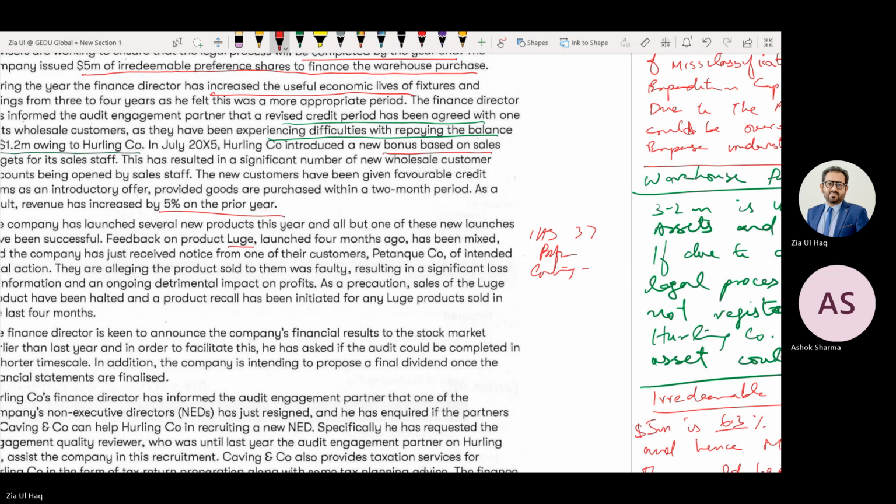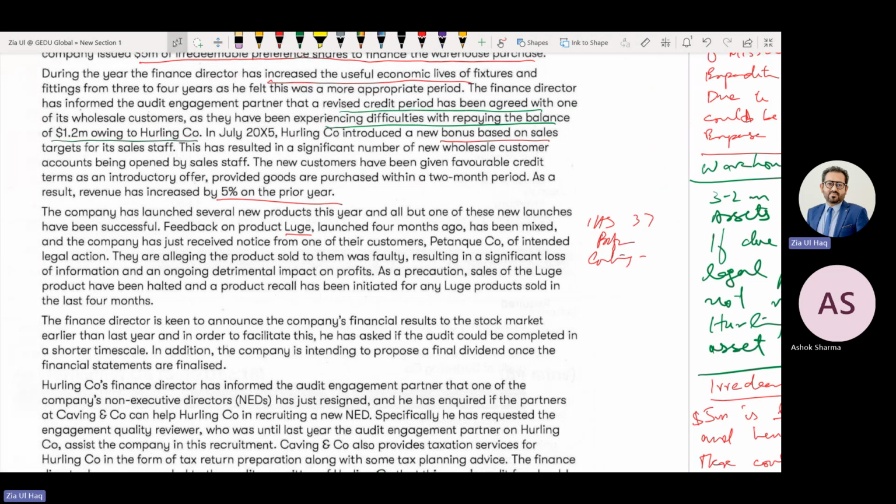The other issue is that they have stopped selling this product, and this product is still in the closing inventory. If they haven't adjusted it, closing inventory could be overstated. So there are two issues: one relating to provision and one relating to closing inventory being overstated. Either we can write in one, or we can write closing inventory separately and this matter of claim separately.